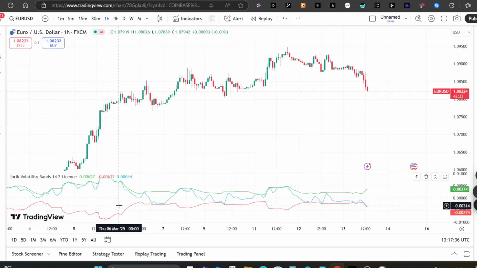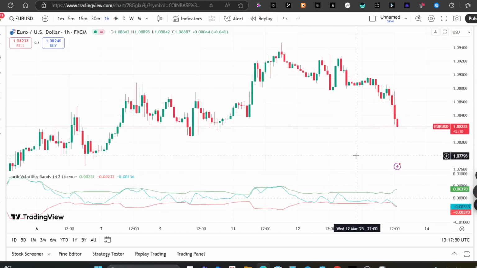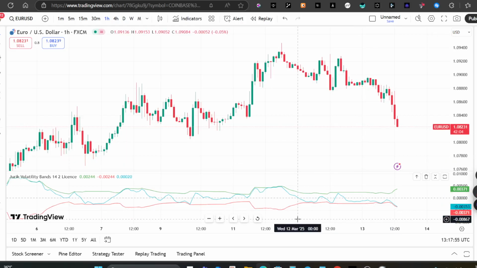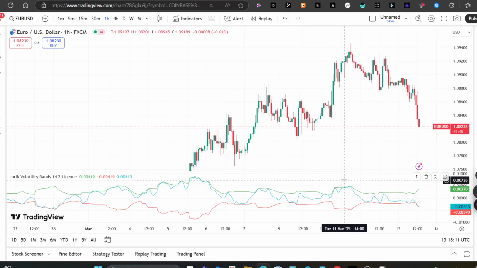The Jurik Volatility Bands are an advanced volatility indicator that is designed to give traders a clearer, more accurate picture of market volatility. Okay, so just think of them as an upgraded version of traditional Bollinger Bands, but with a significant advantage. They adapt to market conditions more effectively. So instead of being based solely on standard deviation, like the Bollinger Bands, because the Bollinger Bands are based on standard deviation, right?